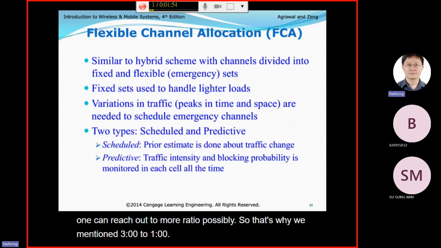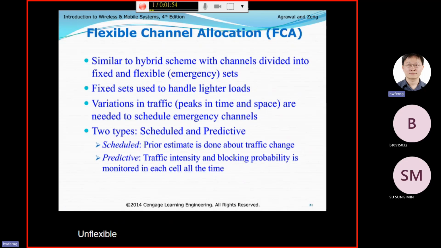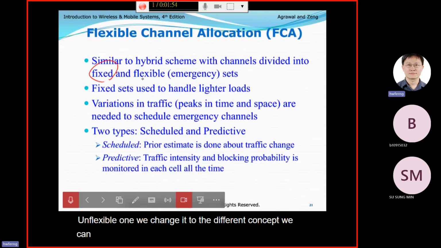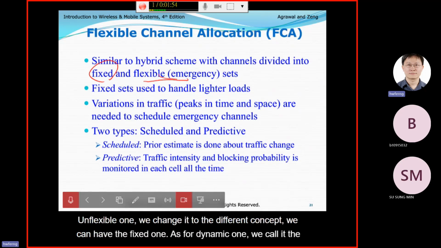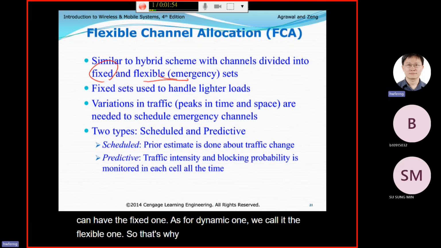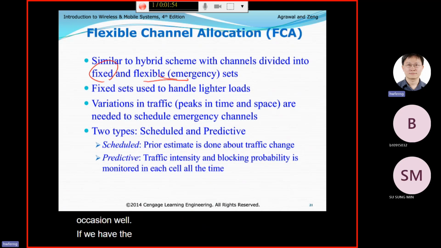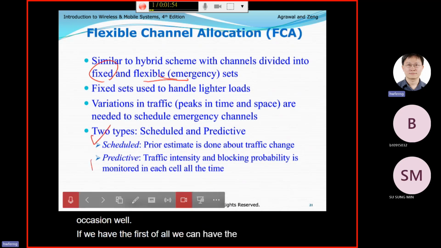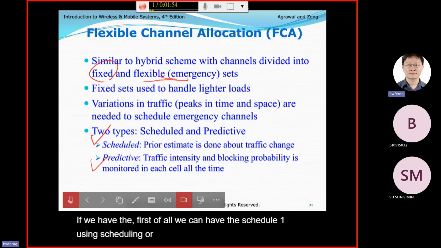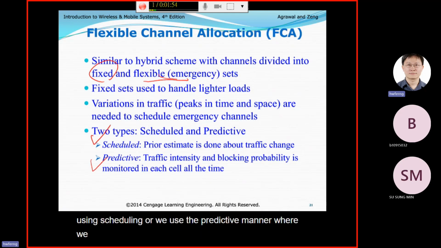And for the flexible one, we change it to a different concept. We can have the fixed one. As for the dynamic one, we call it the flexible one. So that's why we call it flexible channel allocation. If we have the flexible one, we can schedule using scheduling, or we use the predictive manner, where we can have the requirement of channels.